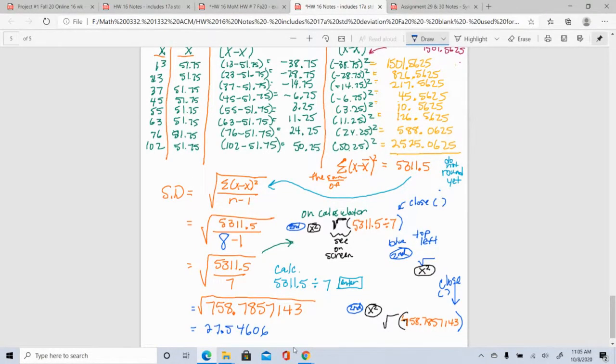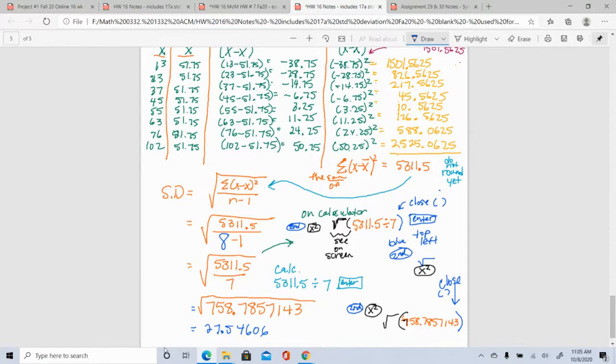Okay, so that's kind of doing it all in one step. Oh, I just cleared myself. So second x squared, and I'm going to put in my 5311.5 divided by 7, and then close parenthesis, and then hit enter. I'm getting the same thing.